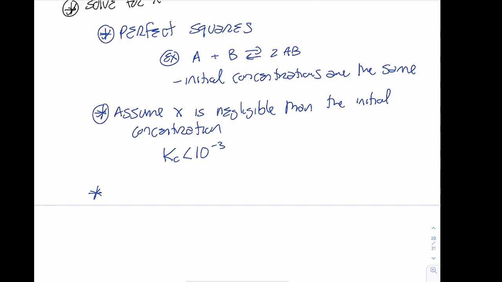And then the third scenario is if neither one of those happen to apply, we have to use the quadratic equation. So if you don't have a perfect square, your value for your equilibrium constant isn't less than 10 to the negative third, the quadratic equation is going to be needed to use to solve for x.